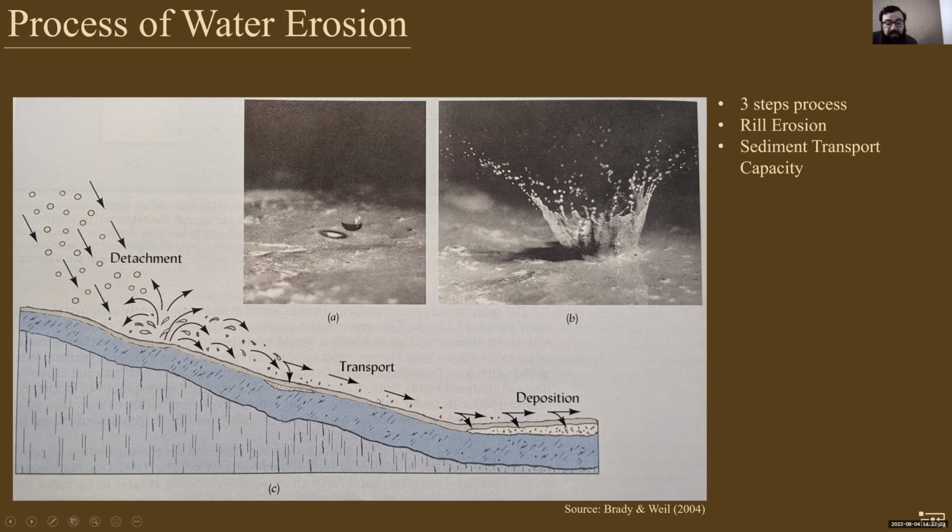For a given flow rate, there's a maximum amount of sediment that can be carried, which is known as sediment transport capacity. There are also different types of water erosion. In this project, I looked at rill erosion. You can think of a rill as a small channel of concentrated flow.